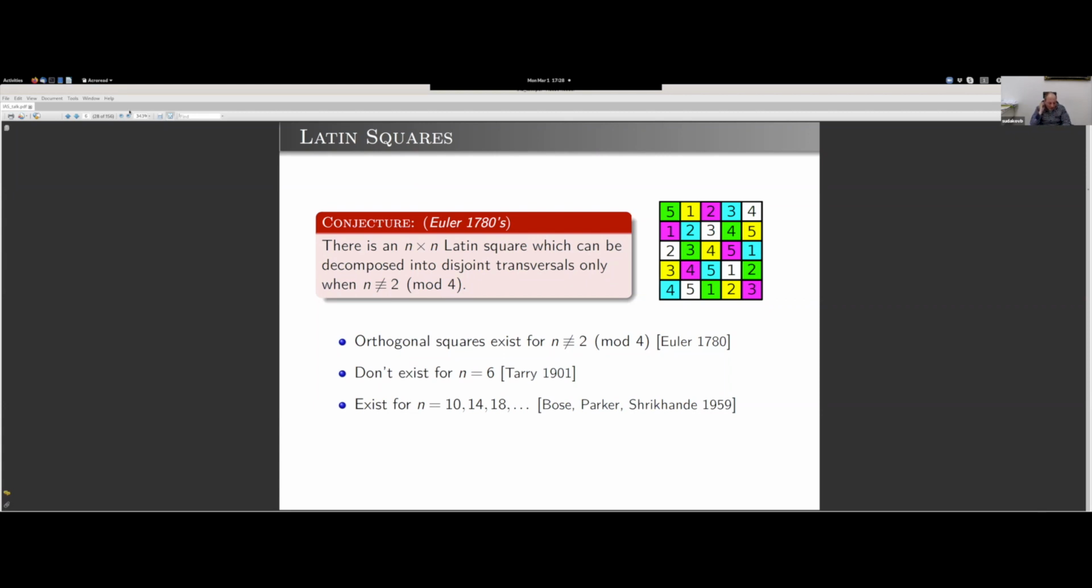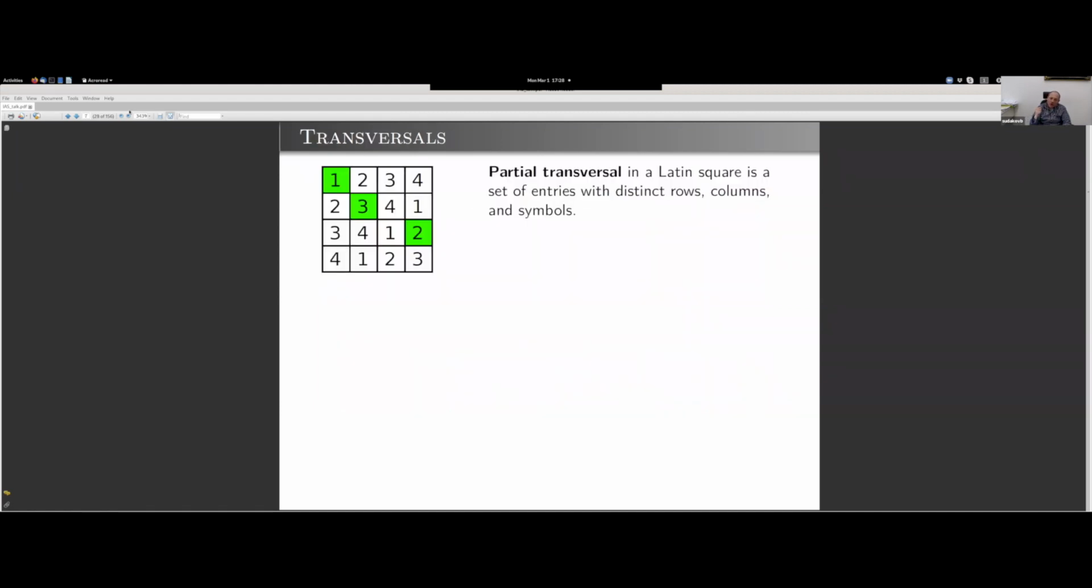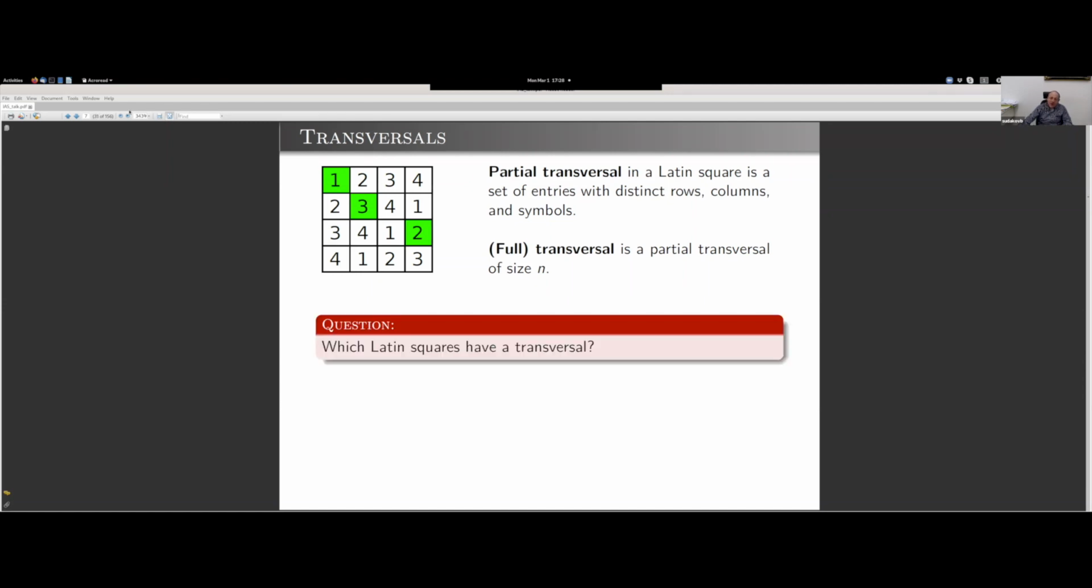Following Euler, there is a lot of research done about finding transversals in Latin squares. For this talk, I will also be interested in the notion of a partial transversal. A partial transversal is just a collection of entries which stand in different rows and columns and contain different symbols. When I want to say that my transversal has n elements, I will say full transversal or just transversal. Following Euler, it's a natural question to ask which Latin squares have a transversal.